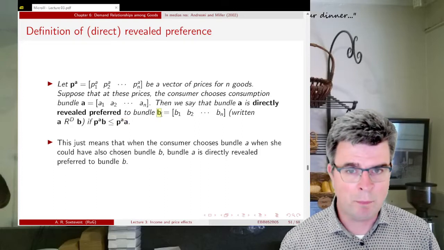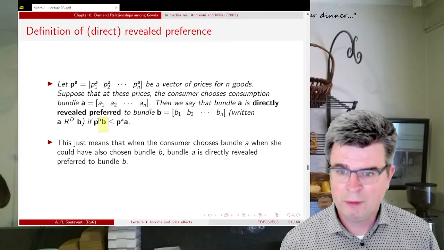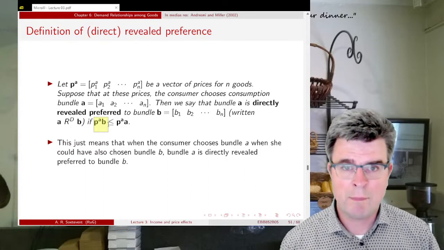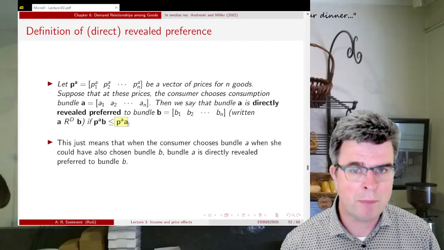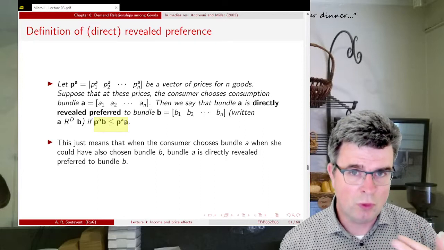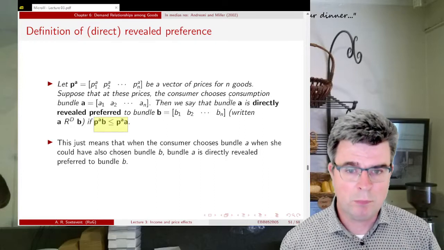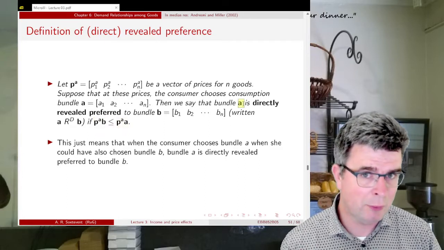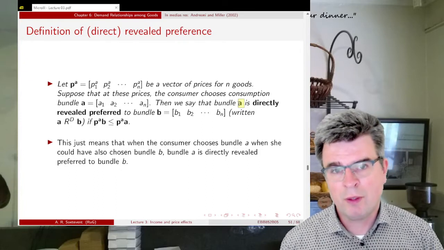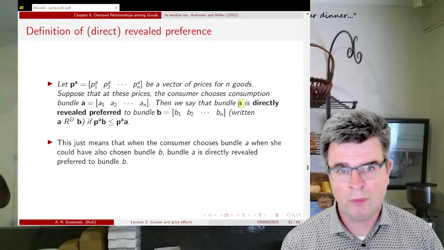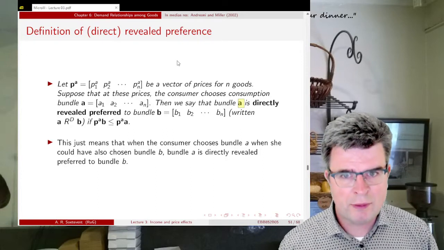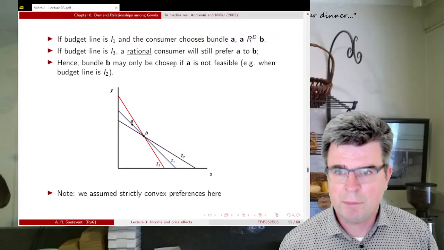This is the total amount of money that we need to spend in order to buy bundle A. Then bundle B is feasible because the total cost of buying bundle B is less than or equal to the total amount of money that we need to pay in order to buy bundle A. Given that bundle B is not more expensive than bundle A, but still the consumer decides to buy bundle A, we conclude that the consumer has a preference for bundle A over bundle B. And this is the concept that Andreoni and Miller use in this paper.